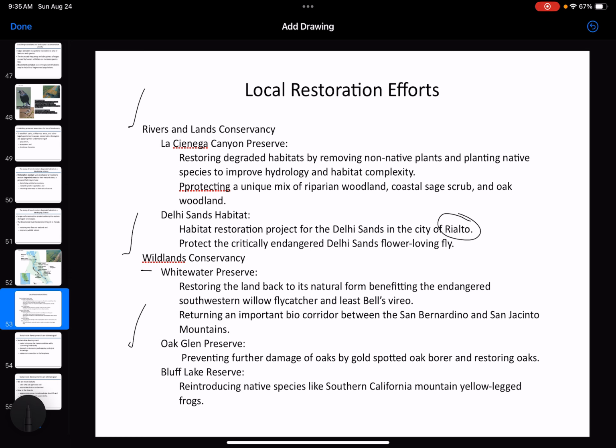that is invested in preventing further damage to a species of oak out there that's being threatened by a gold-spotted oak borer. So they're trying to restore those oaks. And then there's also Bluff Lake Reserve, where we're reintroducing native species like the Southern California mountain yellow-legged frogs. That reserve is currently closed as those efforts are ongoing. But you would find the Bluff Lake Reserve in the San Marino Mountains, somewhere in the vicinity of Big Bear.